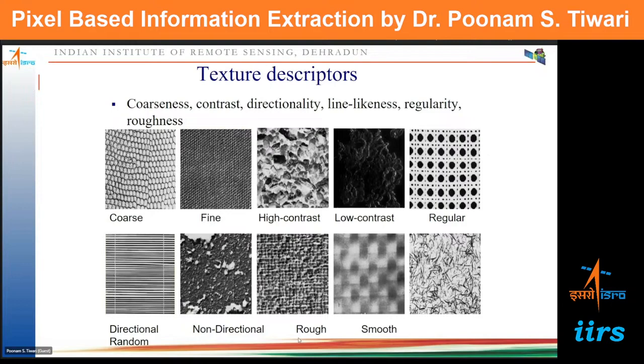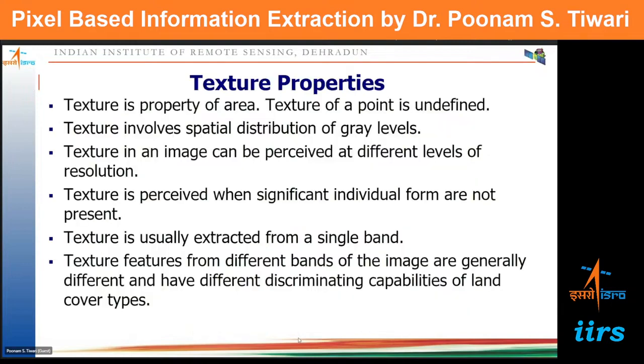But when we are looking at an image digitally, how do we define the texture? There are certain properties of texture. Texture is a property of area because it depends on the spatial variation of pixel values, how the pixel values are arranged in an area. So texture is a property of area.